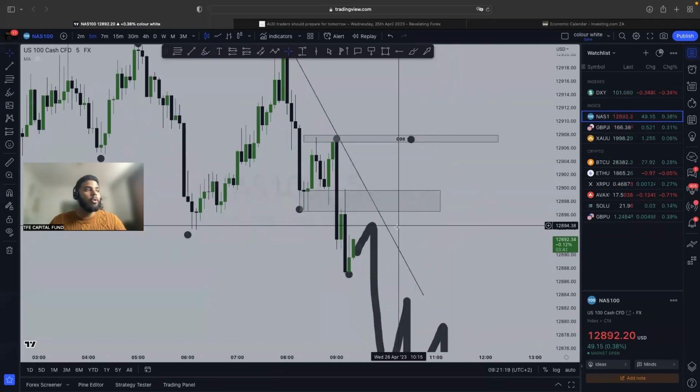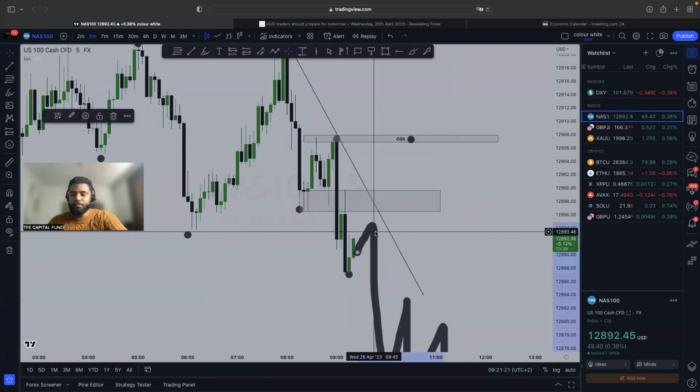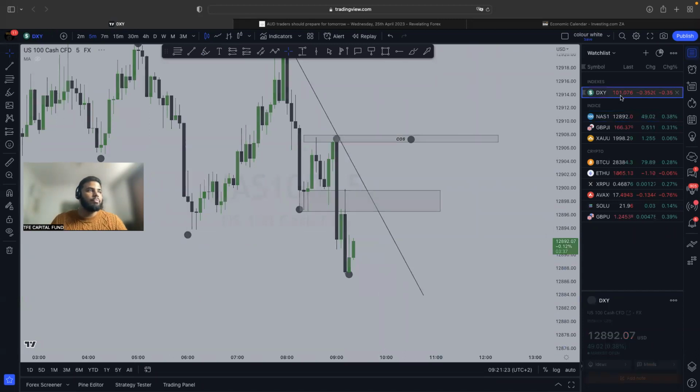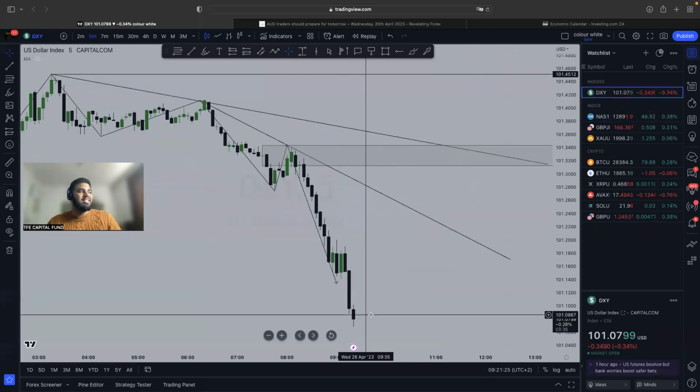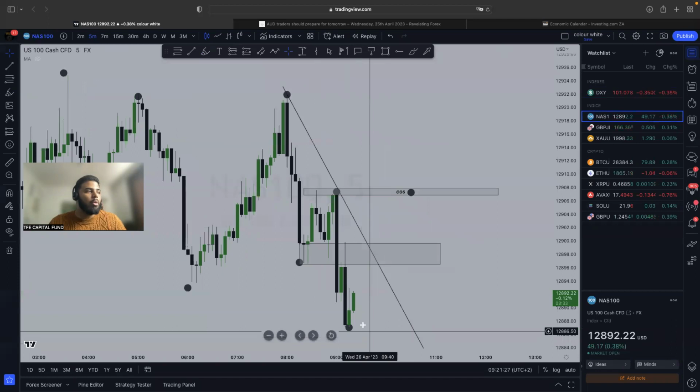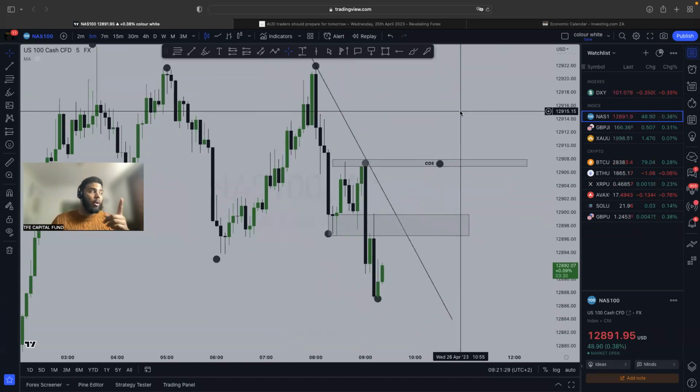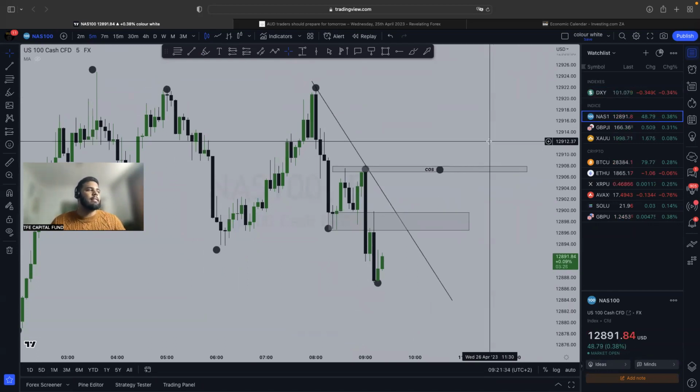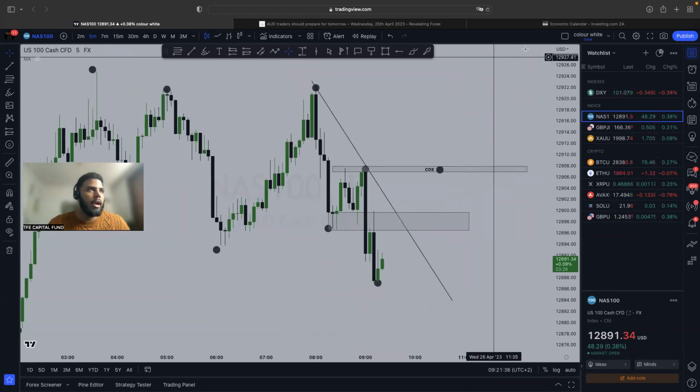For now, because the dollar is dropping all the way lower, that means the dollar is losing strength. NASDAQ should gain more strength going higher, and then I will consider starting to buy NASDAQ, or trading NASDAQ. Okay, guys, that is for NASDAQ today.